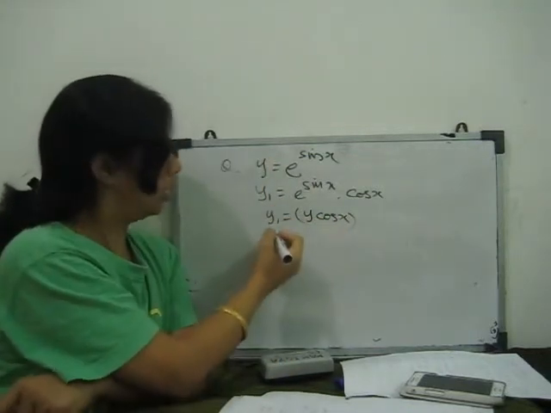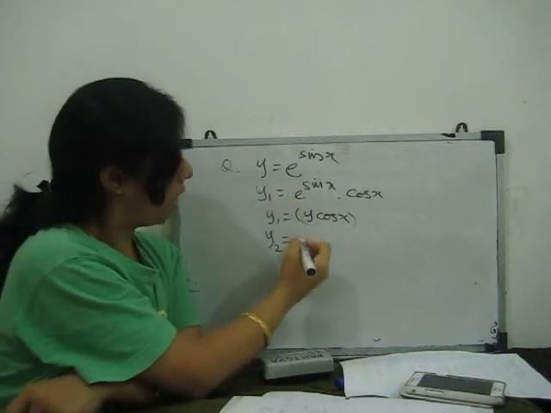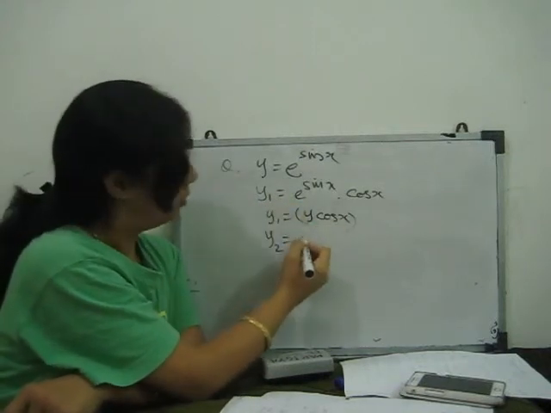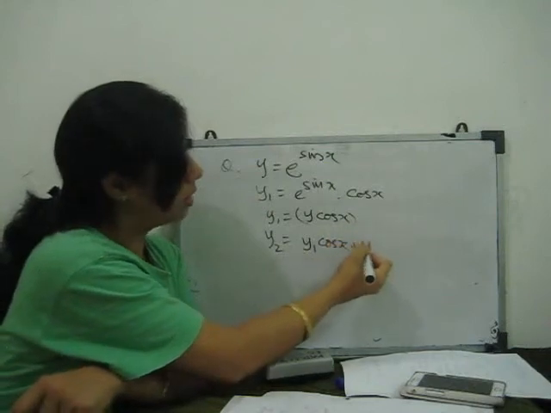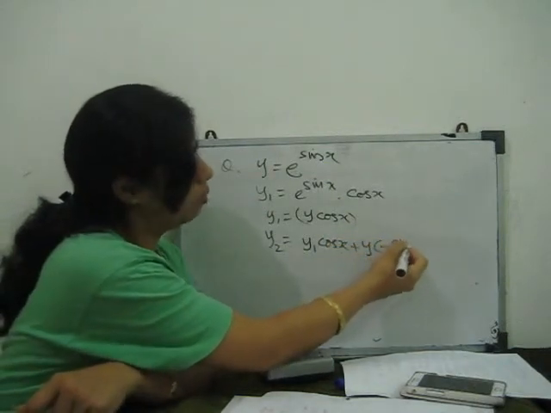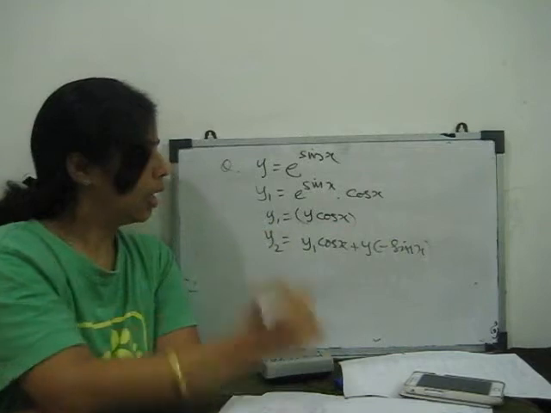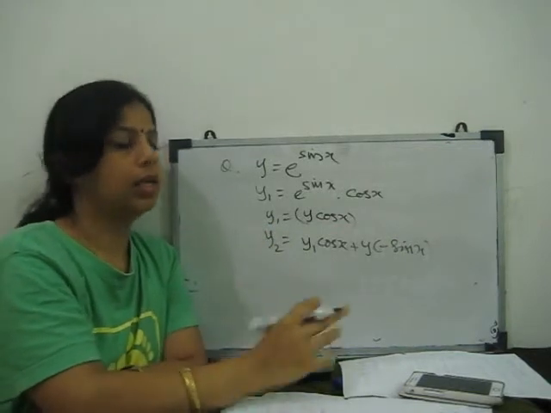So it's easier. Again, y2. y2 is u into v. The derivative of y is y1 cos x as it is, plus y as it is times the derivative of cos x, which is minus sin x. Clear? So it's very easy.